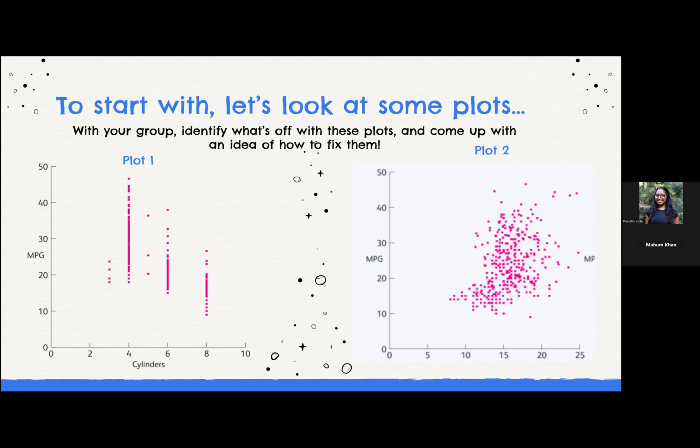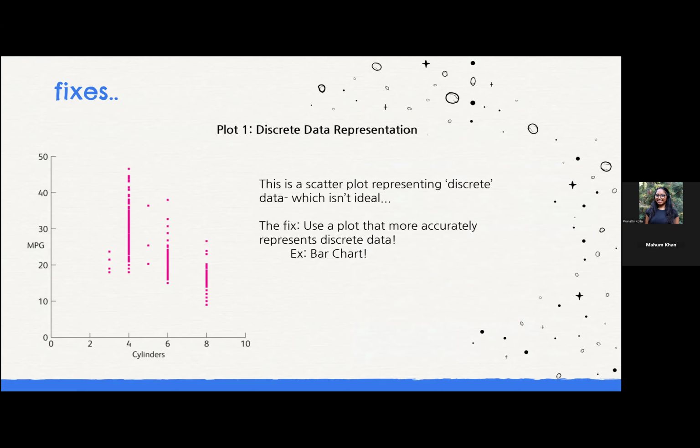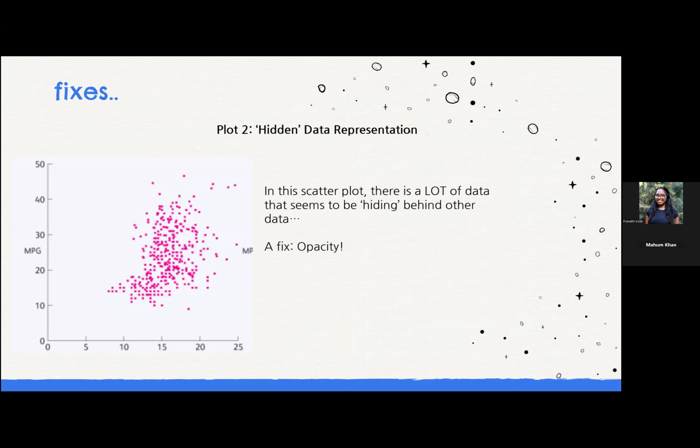That's another example of things that could be unideal and that packages like Seaborn will help us fix, because they have really nice parameters that'll help you do that. So like I said, this was discrete data, not ideal to use a scatter plot. This, I said, hidden data: you have a lot of data that's hiding behind other data. A fix is to make them a little less opaque so you can see a bunch of points.